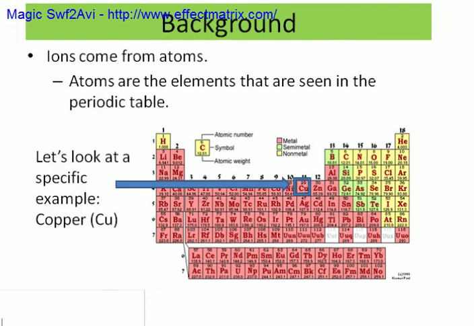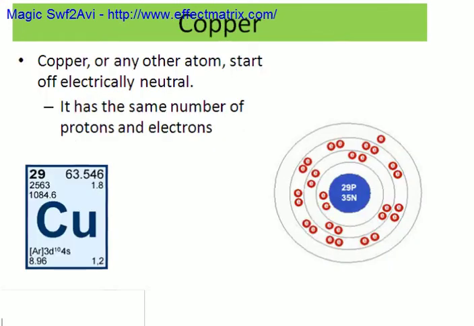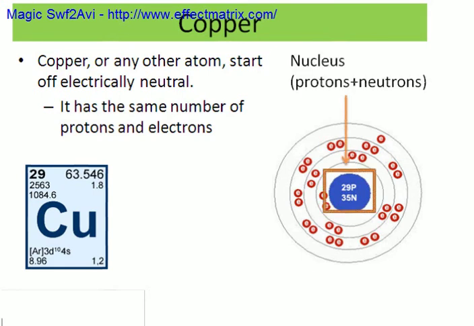Let's look at a specific example, copper, to illustrate the concept of an ion coming from an atom. So, copper or any other atom starts off electrically neutral. It has the same number of protons and electrons. The two images both depict copper. The one on the left is what is typically seen on a periodic table. The one on the right helps visualize the atom itself.